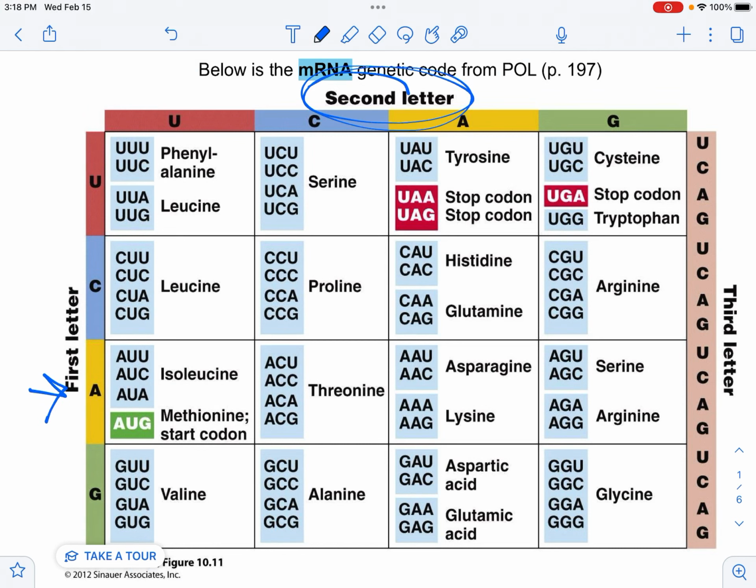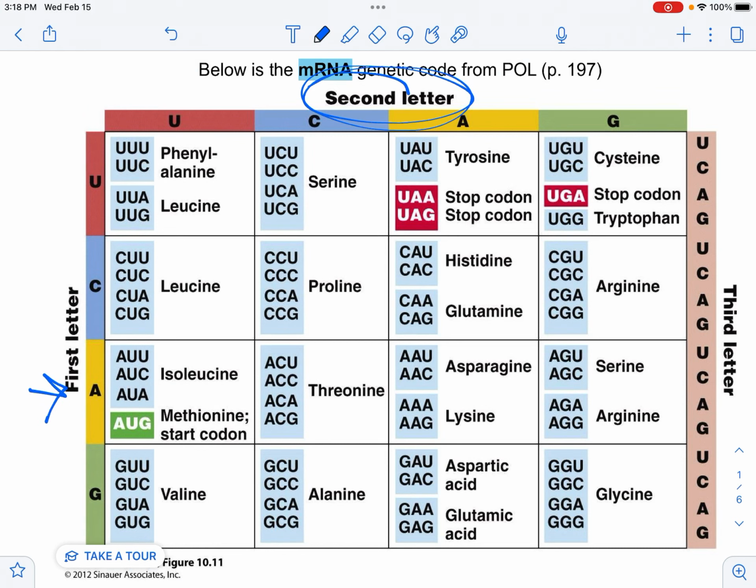It's important to remember that we are using this chart for mRNA. I look up the mRNA codon. So AUG codes for methionine, MET. I'm just going to write MET. I'm not going to write the whole word methionine. You could. I'm just going to write MET.